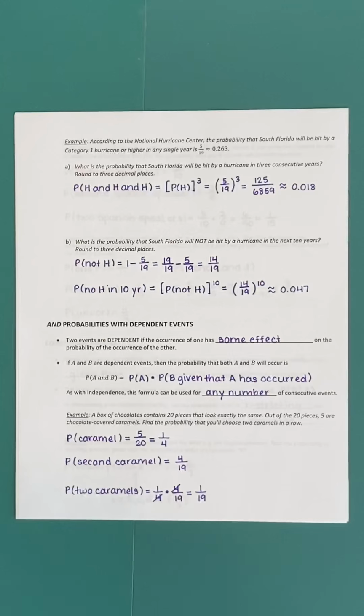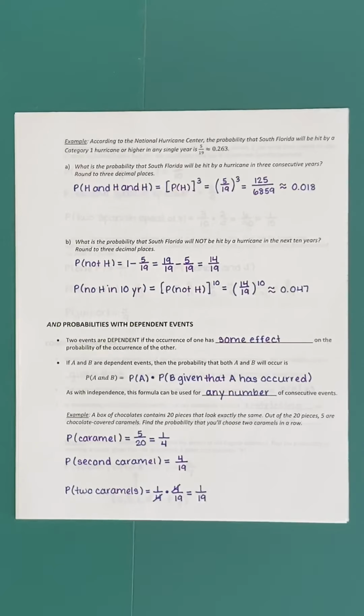So according to the National Hurricane Center, the probability that South Florida will be hit by a Category 1 hurricane or higher in any single year is 5 out of 19, or approximately 0.263. So that's the probability that we have a hurricane in this particular location per year. Okay. First question, what is the probability that South Florida will be hit by a hurricane in 3 consecutive years? Round to 3 decimal places.